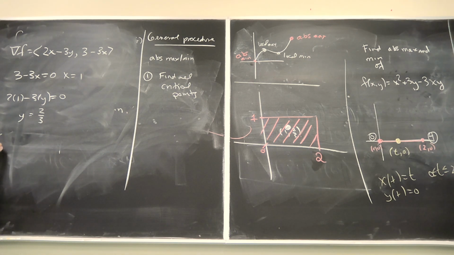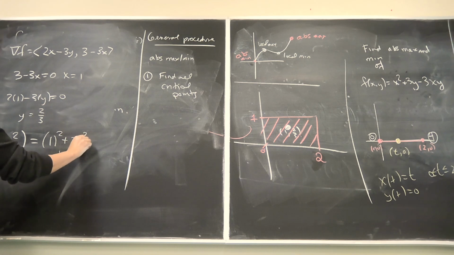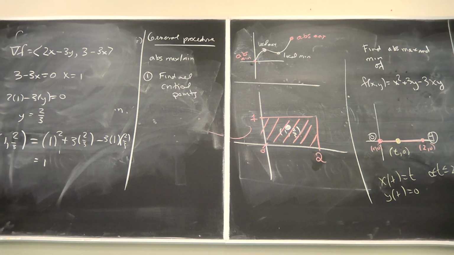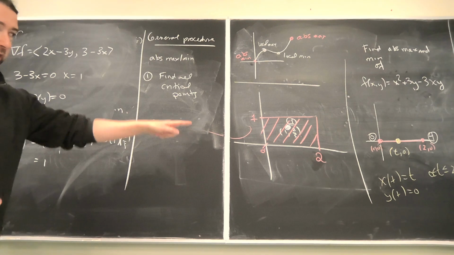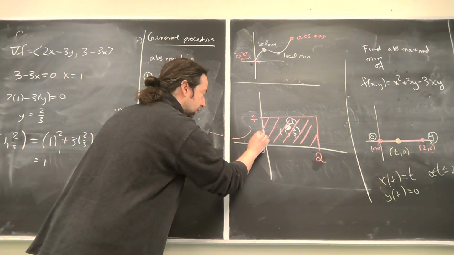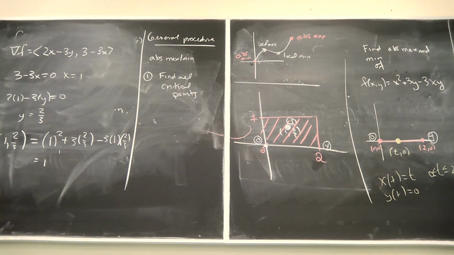F of 1, 2/3 is 1 squared plus 3 times 2/3 minus 3 times 1 times 2/3. Is that 1? 2 minus 2, I think. So the function has the value 1 right here. Now we already know that can't be the absolute minimum or the absolute maximum because we've already checked that the function has a value of 0 at this corner and 4 over here. So whatever it's doing at 1, 2/3, it is not an absolute max or min.